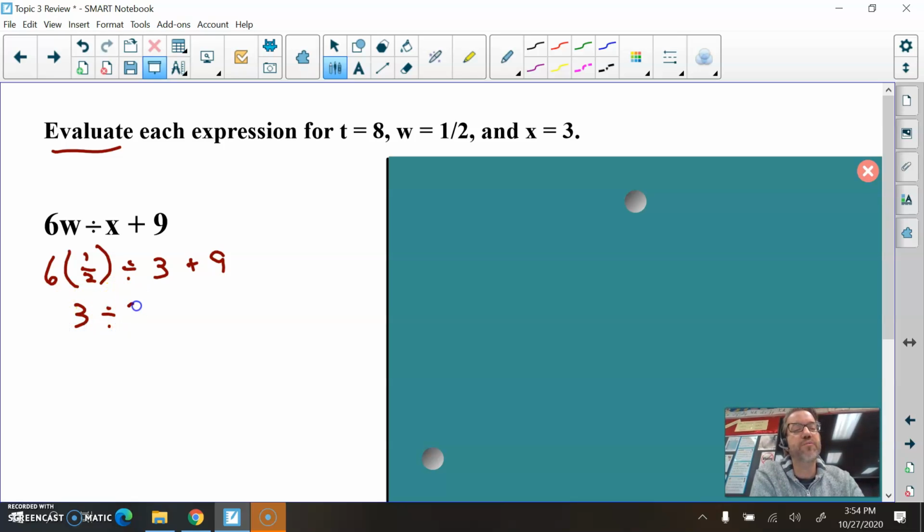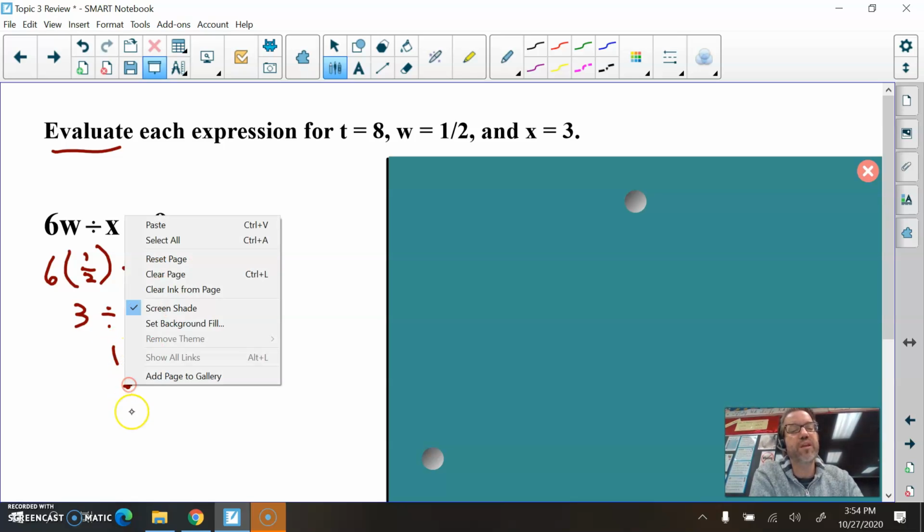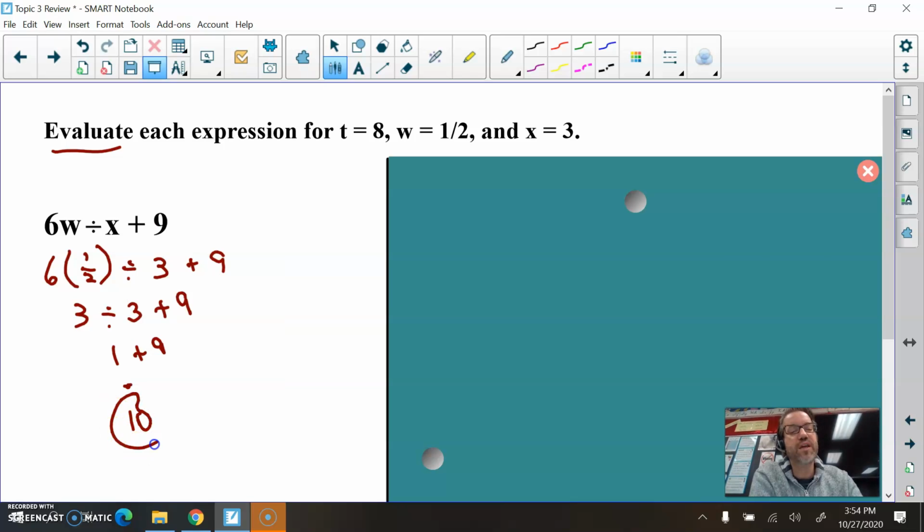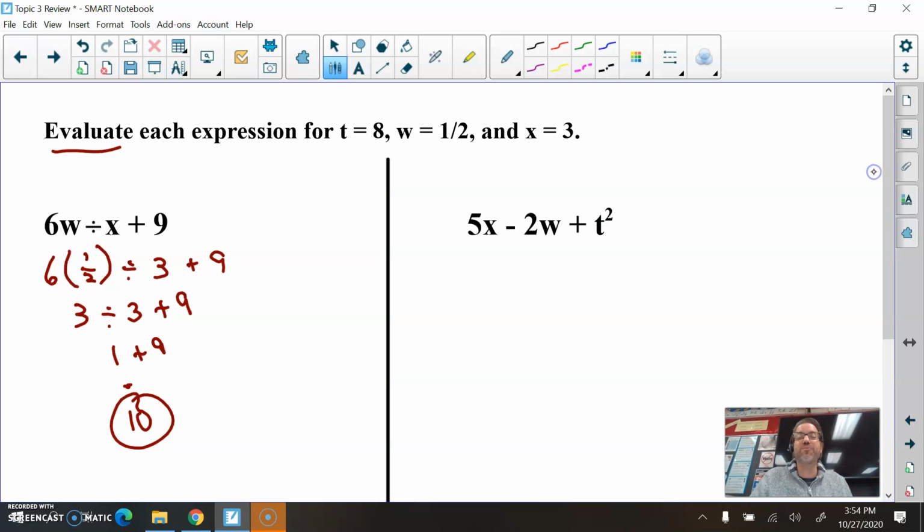3 divided by 3 plus 9. Next I do my dividing. 3 divided by 3 is 1. And then 1 plus 9, we get our answer here of 10. We find its value, it has a value of 10. Easy, right? Let's try another one.